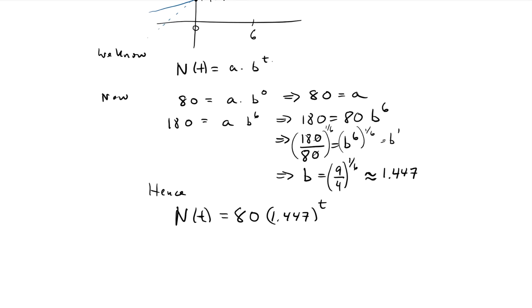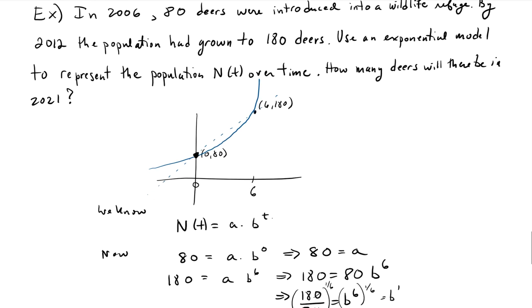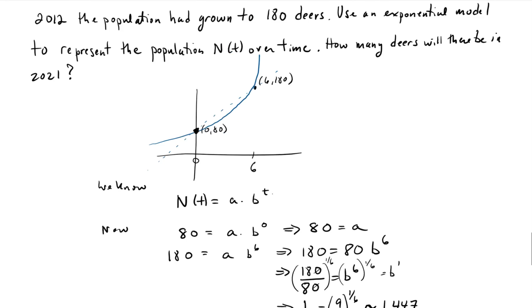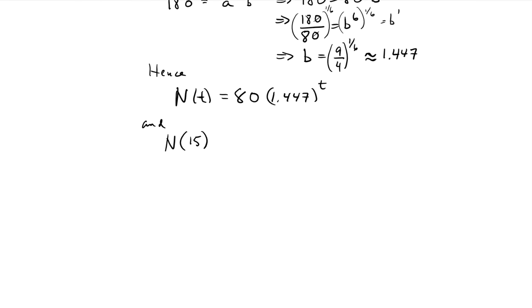That's my model. And remember that they're asking me to use my model to deduce how many deers there will be in 2021. That's 15 years from now. So N of 15 is 80 times 1.447 to the 15. If you calculate this, you get approximately 607 deers.